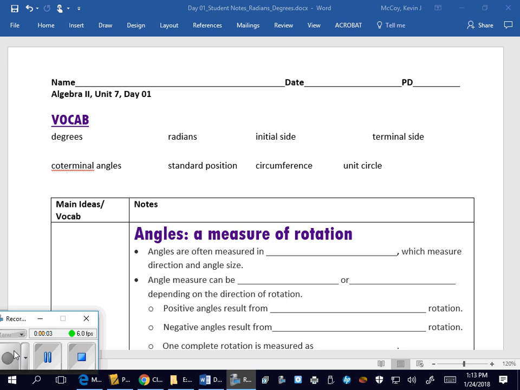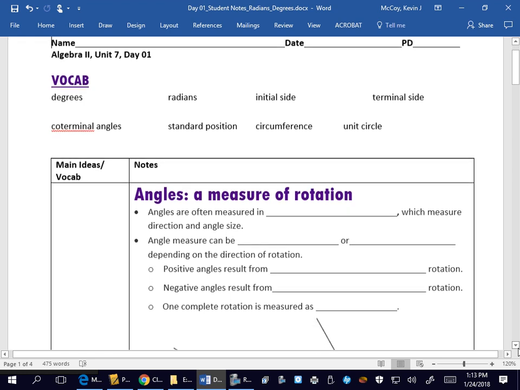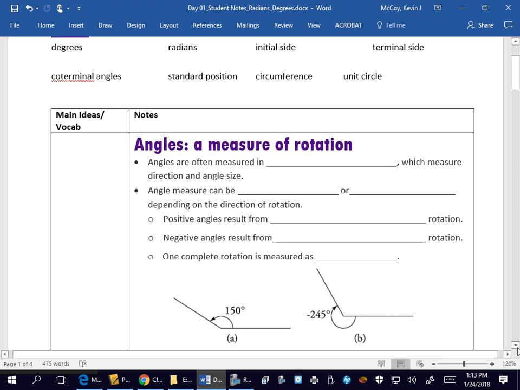Okay, so I want to talk a little bit today about angles. In the past, we have measured angles most of the time in degrees, which really just measures the direction and the angle size. And you guys have probably dealt with degrees before. If you measure an angle and it's got 90 degrees, we know that to be a right angle, which means it's perpendicular, and so on. So what we've done in the past is measured degrees.